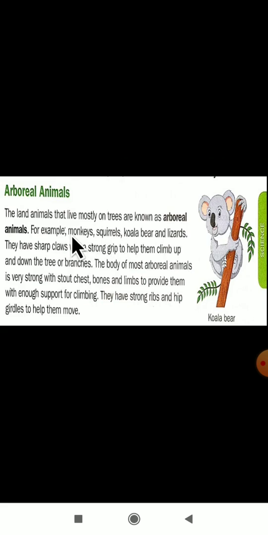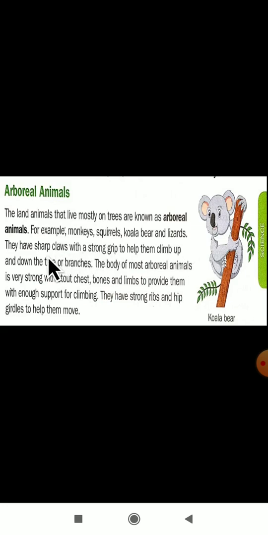Yes, you all know very well about monkeys. They will jump from one place to another, from one tree to another tree. Yes, it lives on a tree here. Squirrels, polar bear, lizards. Okay, these animals, they will live on trees here. The animals which live on a tree, for such animals we are calling arboreal animals.